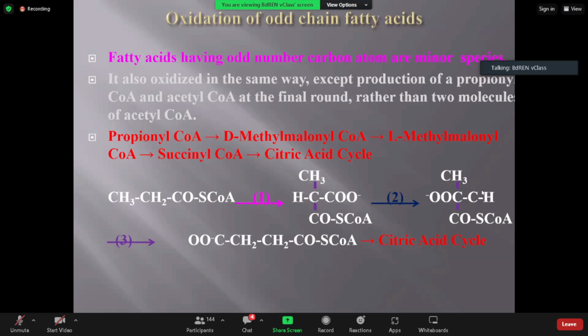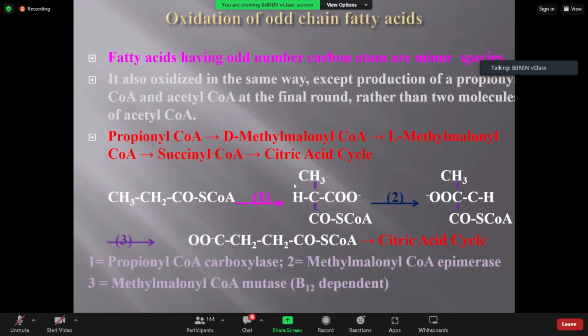This propionyl coenzyme A, through this method, will be converted into succinyl coenzyme A, and if it is converted into succinyl coenzyme A, then it can easily enter into the TCA cycle. You know it very well from succinyl coenzyme A how many ATP will be produced. If you have studied the TCA cycle well, you can easily calculate how many ATP is produced from the succinyl coenzyme A.